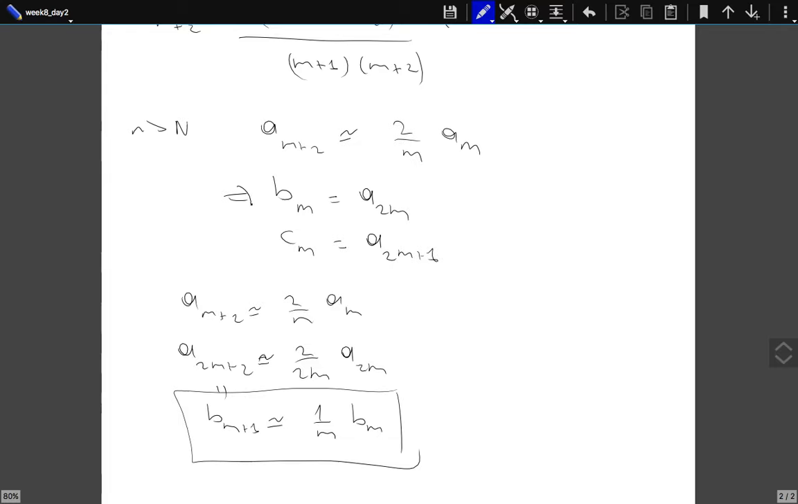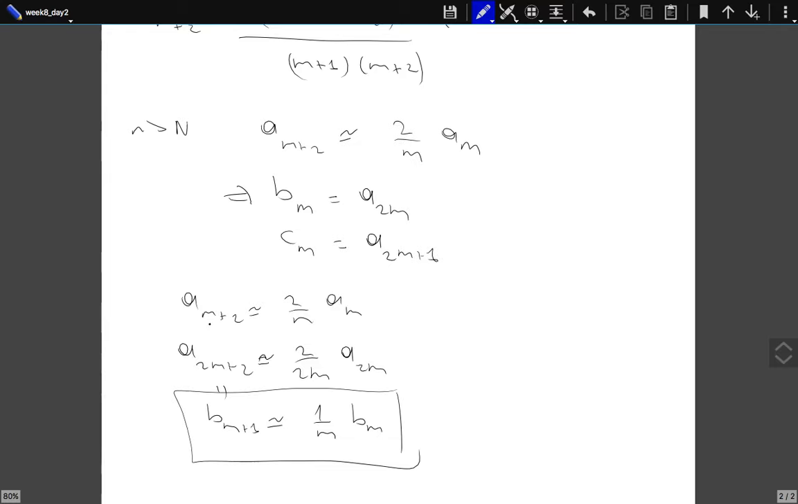Well, for even indices, I just label them b. There are the odd indices, even indices. The even indices, I call them b. The odd indices, I just call them c. Because you see, this recursion relation relates odd indices among themselves and even indices among themselves. It doesn't relate odd and even indices. That's why I'm separating them.